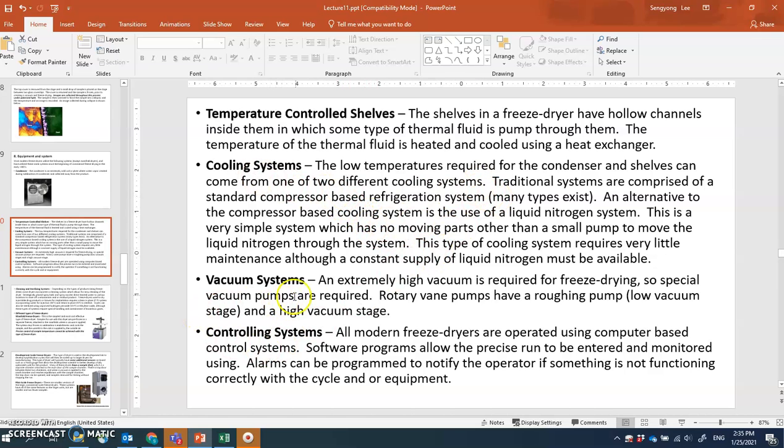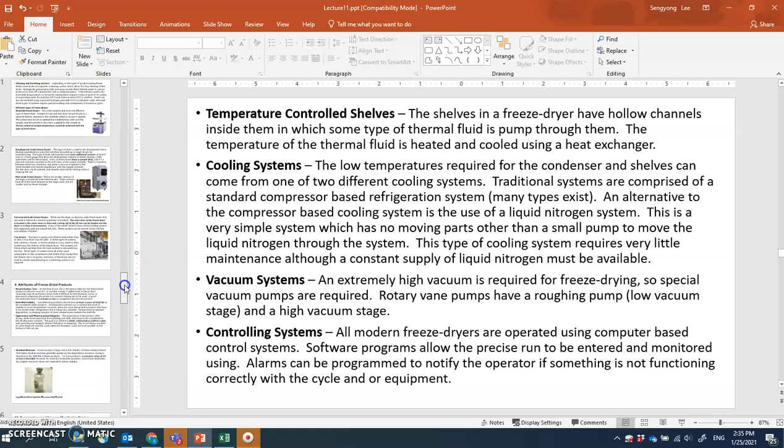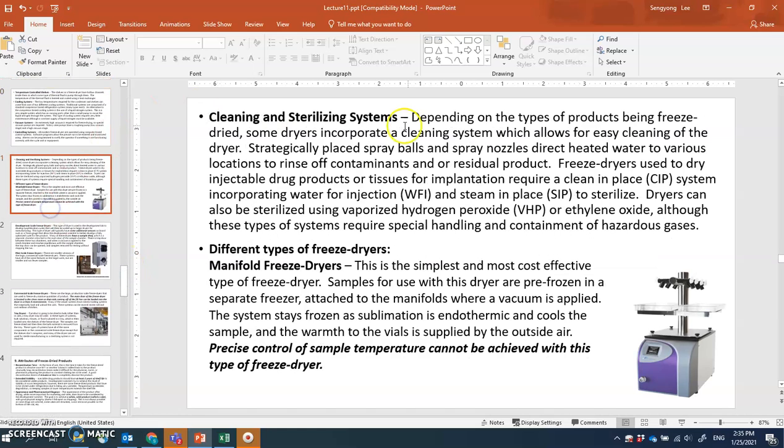The vacuum system, an efficient vacuum system, should be there in your freeze dryer. Okay, and then the controlling system, the software that will allow you to change the temperatures or change the vacuum pressures and the duration of those. So a controlling system is of course required in your freeze dryer. And then your freeze dryer should be used under CGMP conditions, of course.